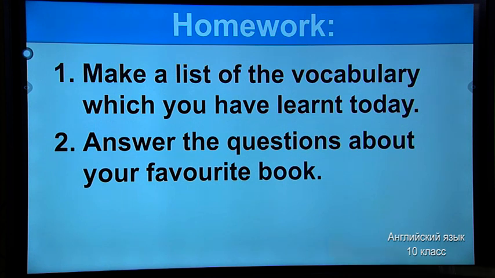It is time for your homework. Your first homework, as usual, make a list of the vocabulary which you have learned today. The second, answer the questions about your favorite book. Please write your answers or record your answers, and send them to your teacher.